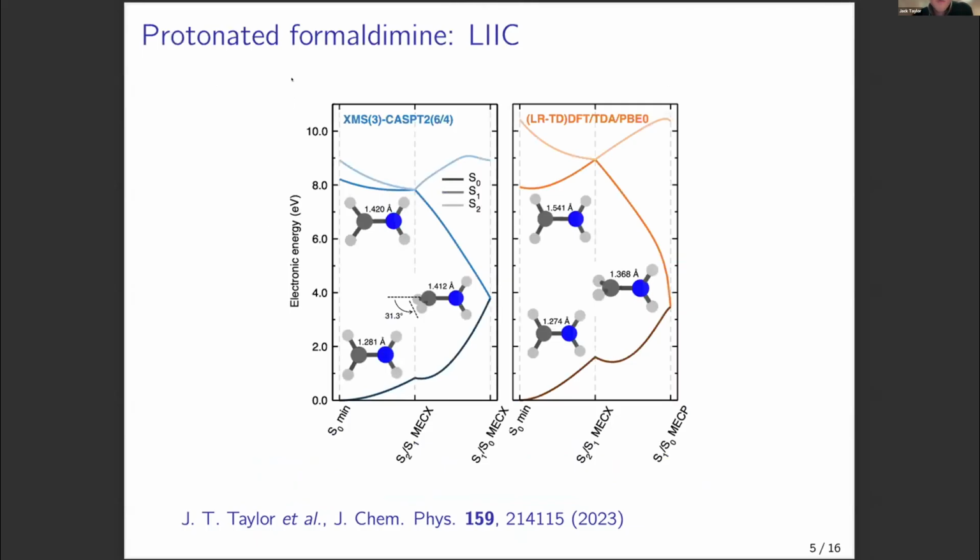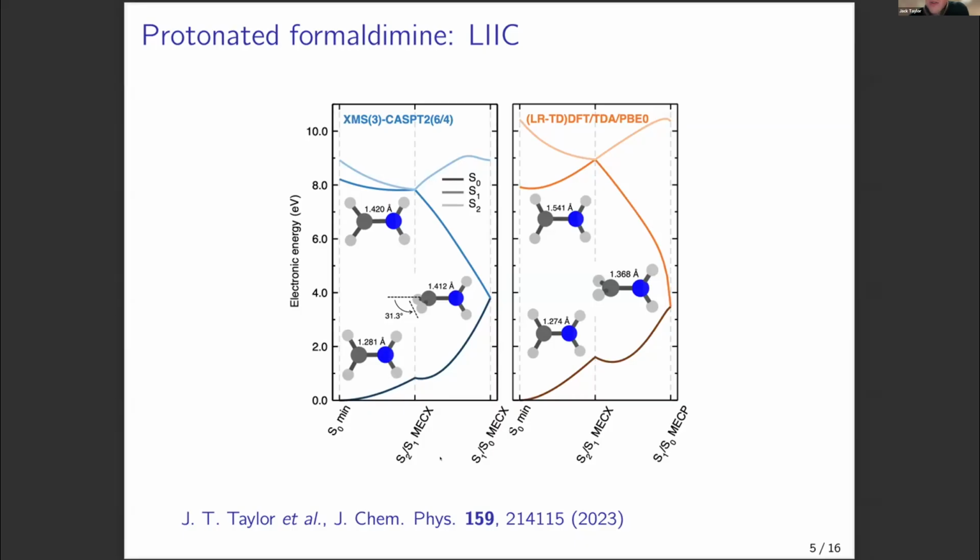In order to do that, we choose a test case molecule, of course, protonated formaldimine, so that's CH2NH2+. And for this talk, all we need to know is that the photodynamics of protonated formaldimine is typically characterized by two conical intersections, an excited to excited state conical intersection and a ground to excited state conical intersection. And again, our focus is the latter.